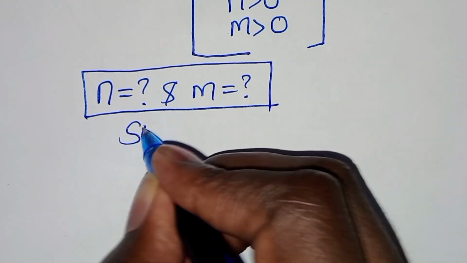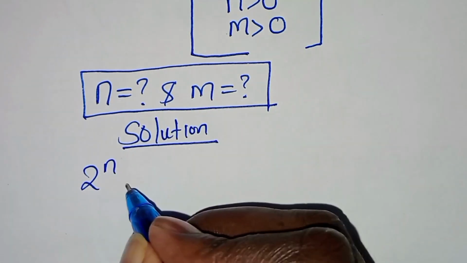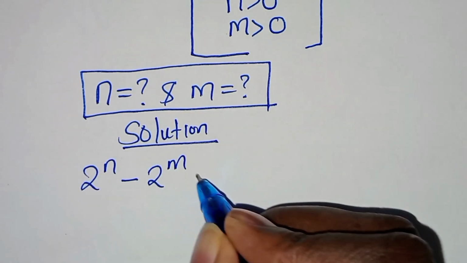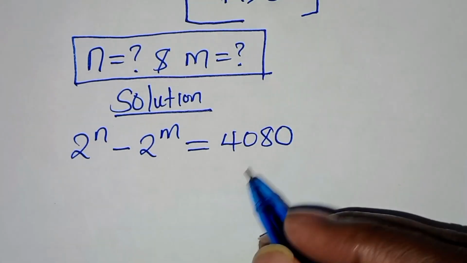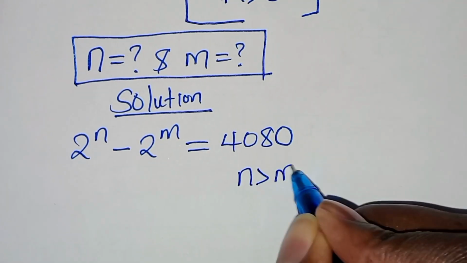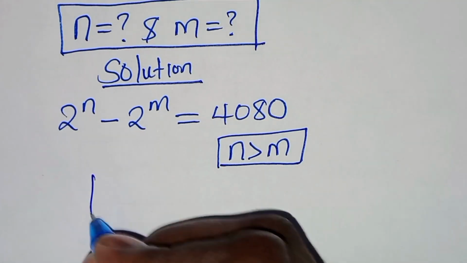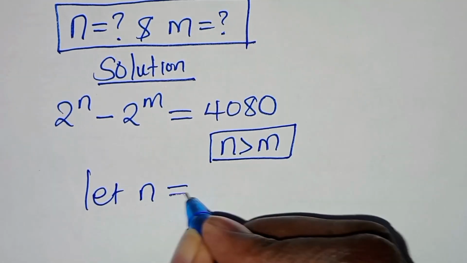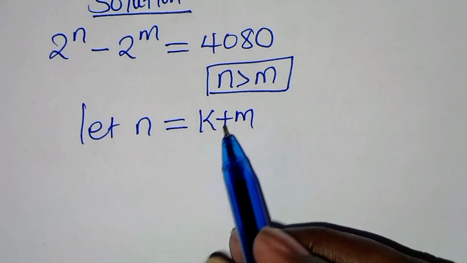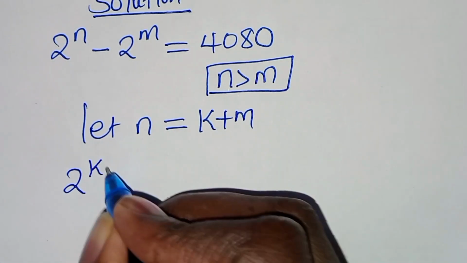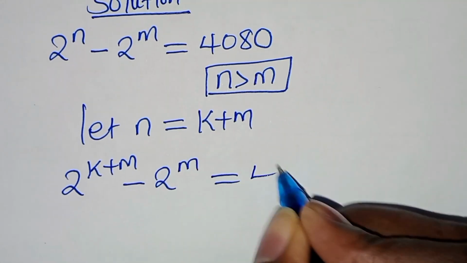So, solution here: we have 2 to the power of n minus 2 to the power of m equal to 4080. Now, we have that n is greater than m. Therefore, we can write n equal to k plus m. Substituting this, we have 2 to the power of k plus m minus 2 to the power of m equal to 4080.